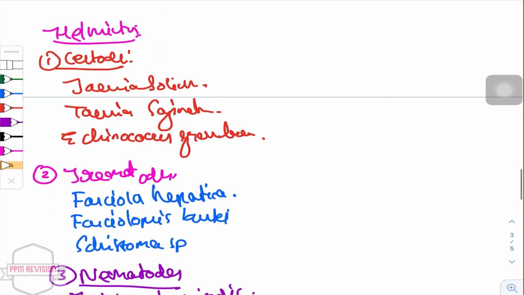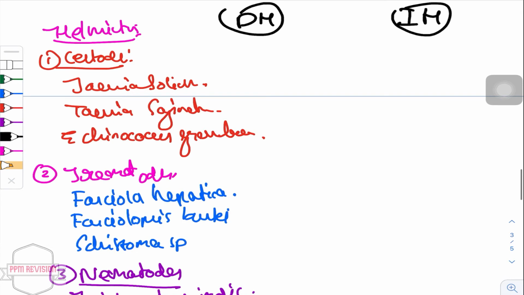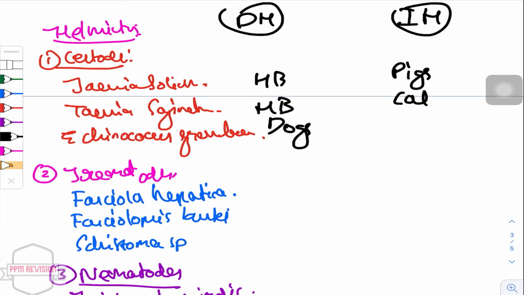Just to come back to the cestodes, DH is definitive host, and then you have the intermediate host. In case of definitive host for the cestodes, it is a human being. Here it can be dogs, Echinococcus granulosus, and the intermediate host in Taenia solium is pigs. Then in saginata, cattle.